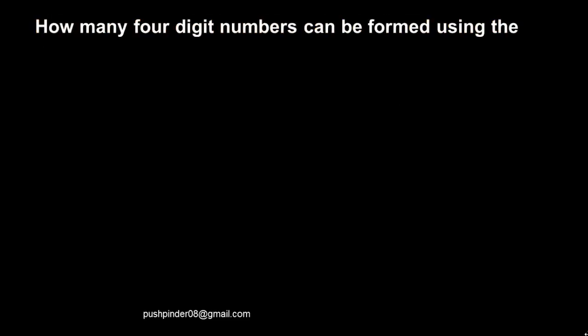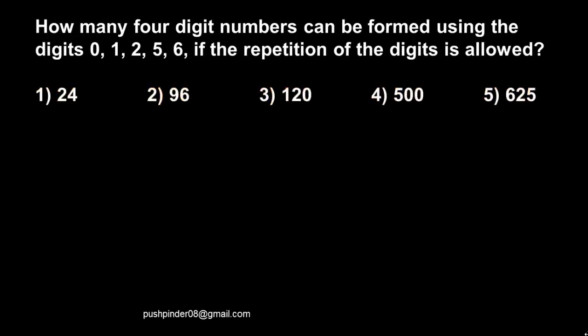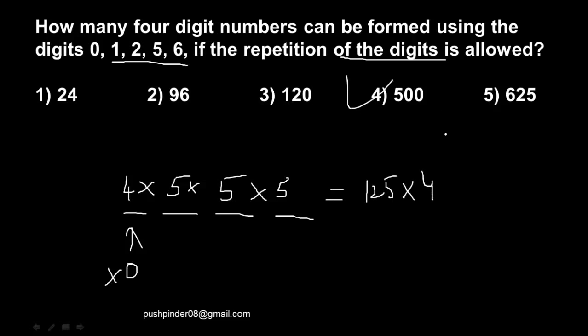Okay, now how many 4-digit numbers can be formed using these digits if the repetition of digits is allowed? Now this is again a similar kind of question, but there is just one twist. The condition is that you can't use 0 in the first place. If you use 0, the number will be a 3-digit number. So over here you can only use these 4 numbers, 1, 2, 5, 6. Now repetition of digits is allowed. That means you can use any of the 5 numbers in each of the other places. So your answer is nothing but 125 times 4, which is equal to 500, right?